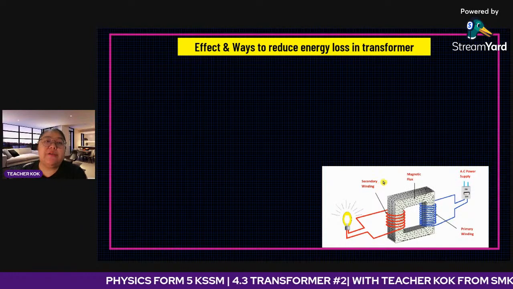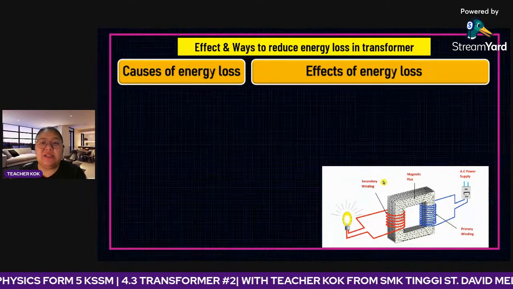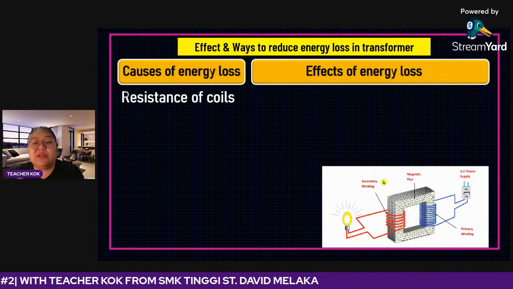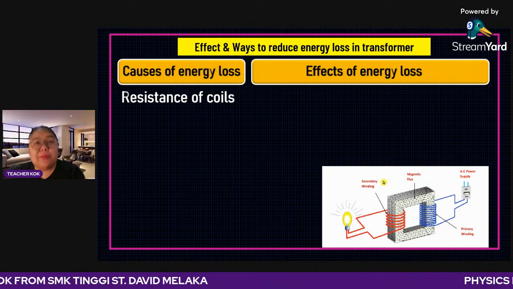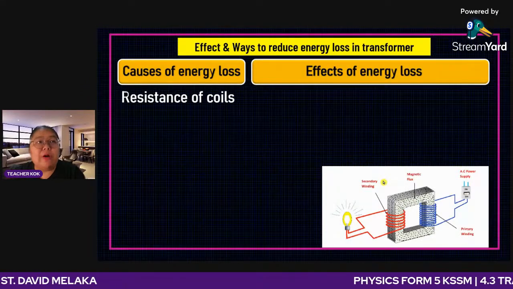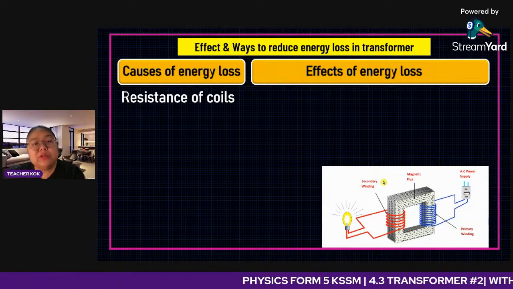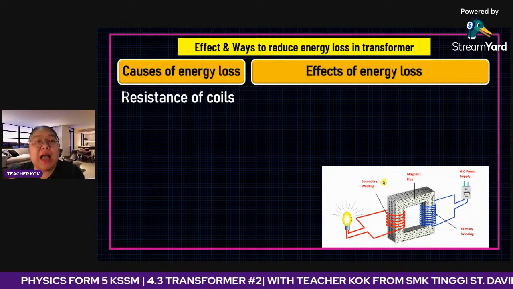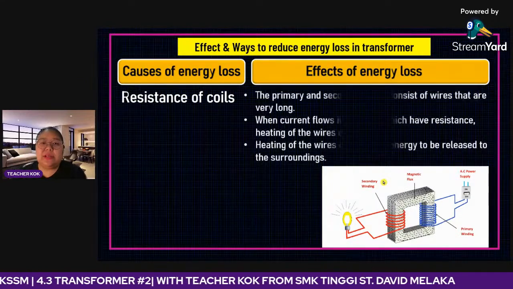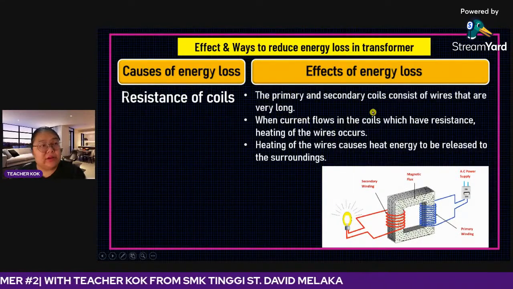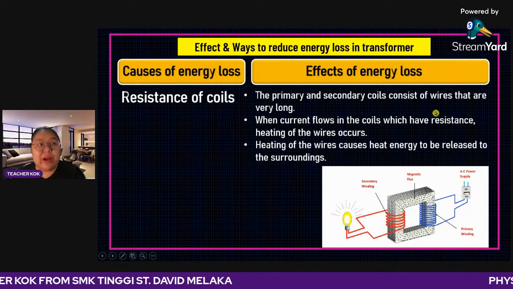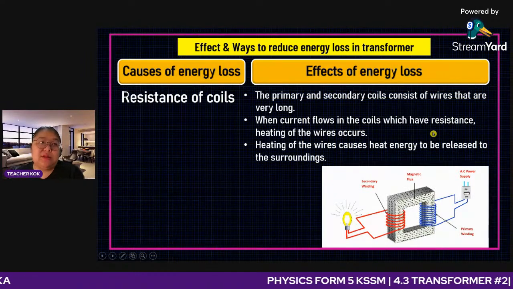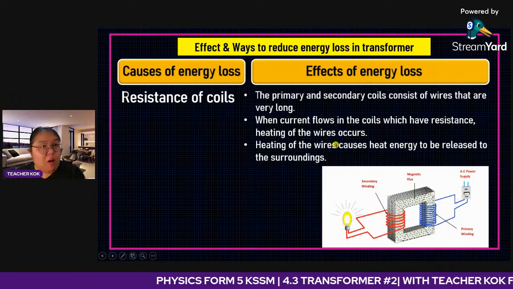First, the cause of the energy loss is the resistance of the coil. Everybody knows this is because of the number of turns. More turns can produce more voltage. But the number of turns can reduce the efficiency, because of energy loss due to the long wire and high resistance. So from here we see the effect. The primary and the secondary coils consist of wire that is very long. So when the current passes through the coil, there is resistance and heating of the wire occurs.